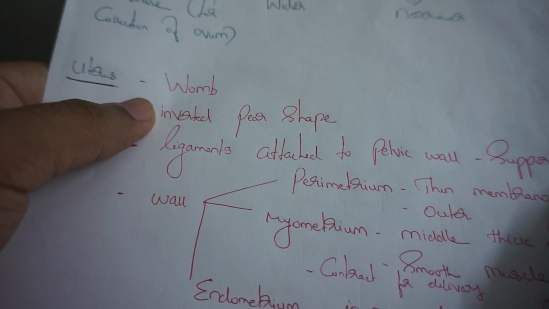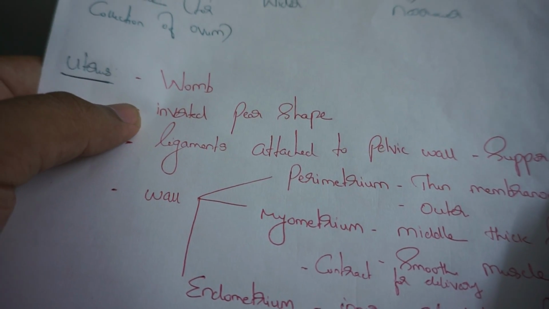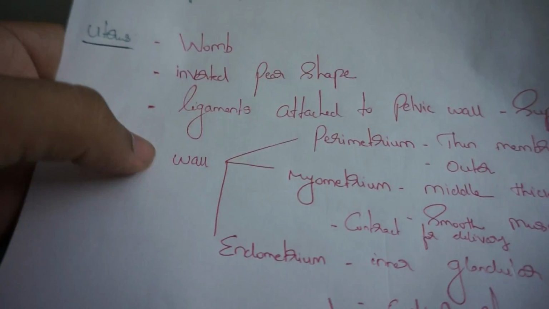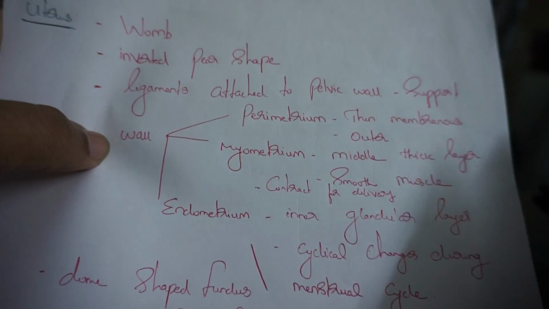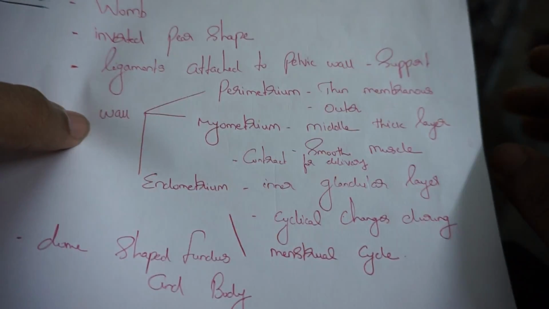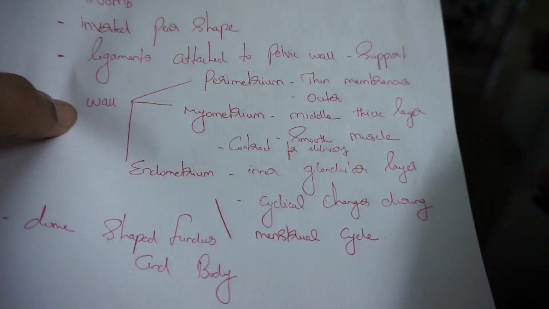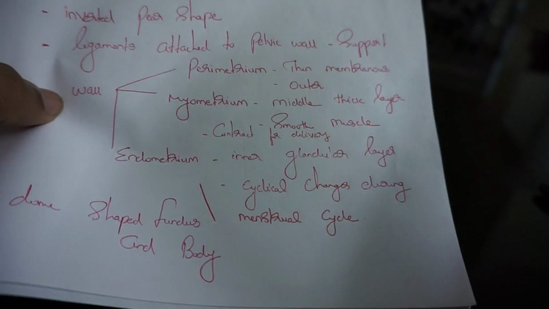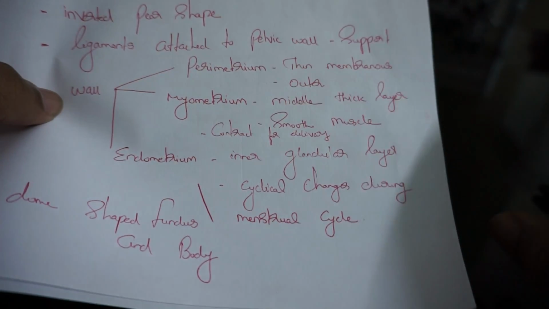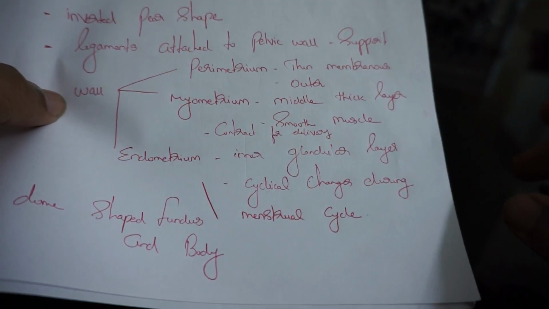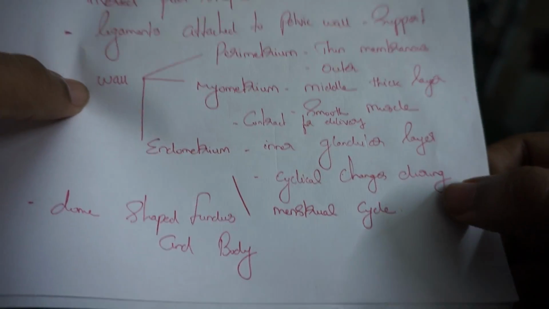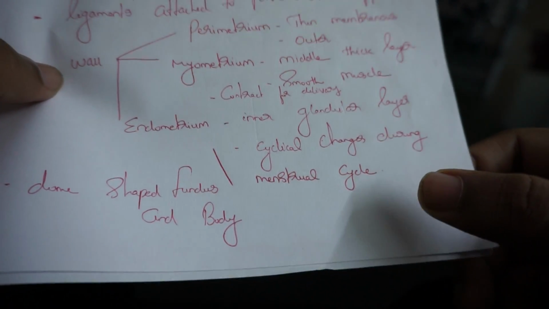Coming to uterus, the uterus is also called womb, and it has the shape of an inverted pear. It also has ligaments which attach to the pelvic wall for support. The wall of the uterus has three layers: perimetrium, myometrium and endometrium. The perimetrium is the outermost thin membranous layer, and the myometrium is the middle thick layer which consists of smooth muscles, and by means of these smooth muscles the uterus will contract during delivery. The innermost layer is called endometrium, which is glandular, and this layer undergoes cyclical changes during the menstrual cycle.